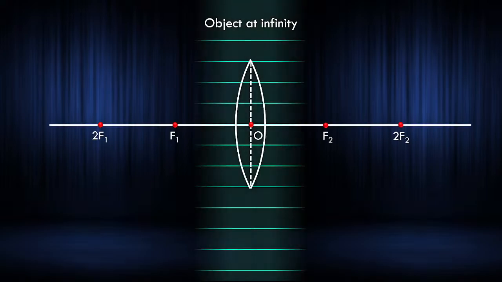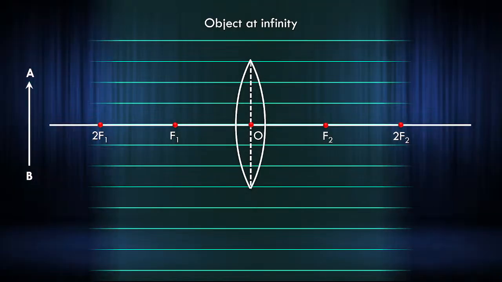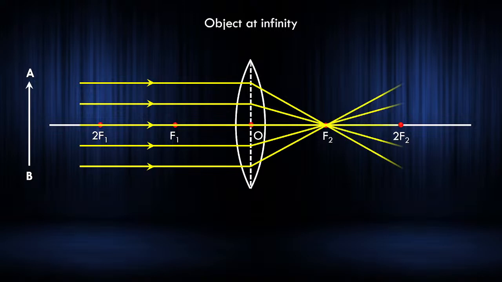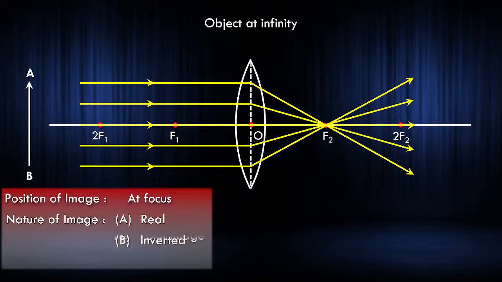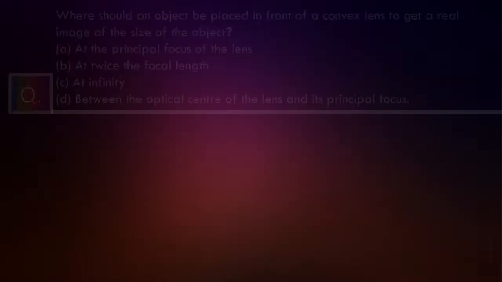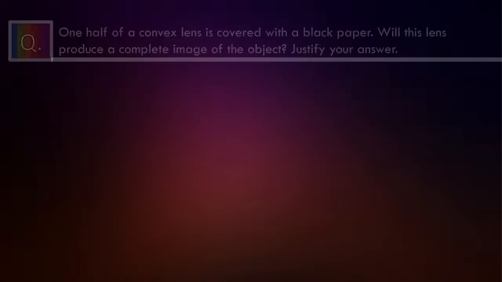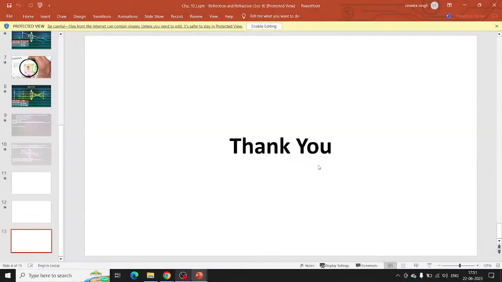Next, object at infinity. What happens if I keep an object at infinity? You get the image on the focus. Okay, the image will be on the focus. Nature of the image is real, inverted, and point image. Okay, so these are all the questions. We'll do it later.